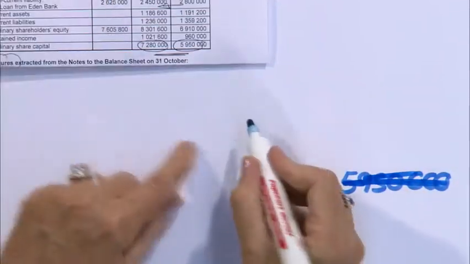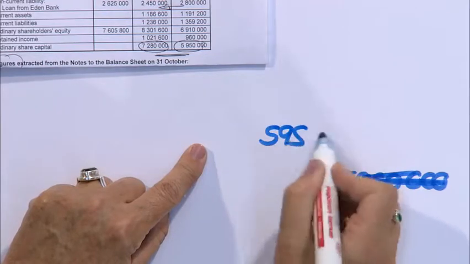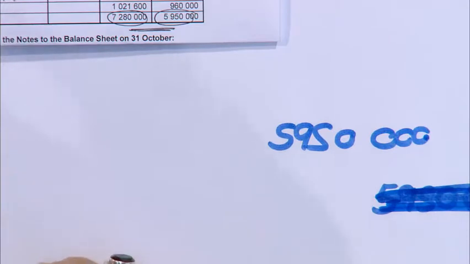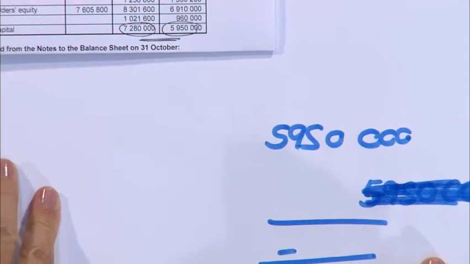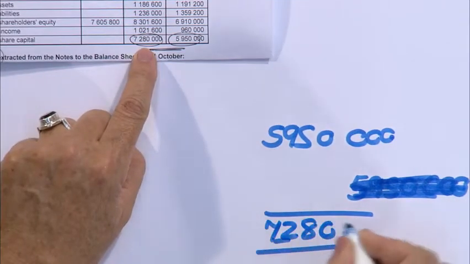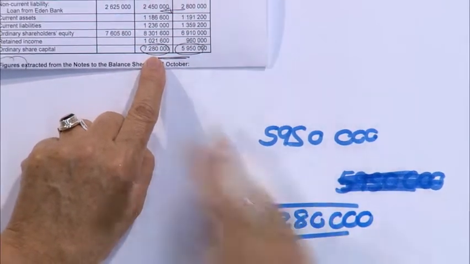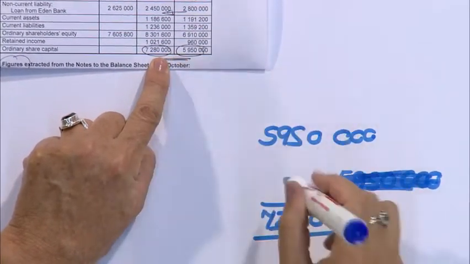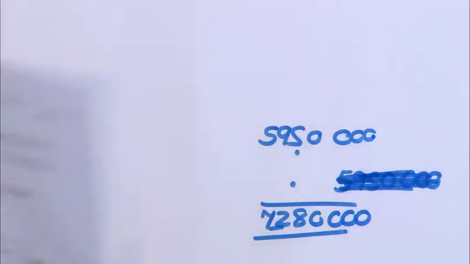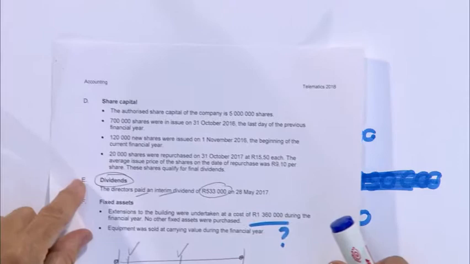Sorry, let me start again. I'll move to the middle. 5,950,000 Rand is the start. And then I go here to the end. And then I see I have 7,280,000 Rand here. But that's not enough information. Why am I making two dots? Because if this is my capital note, I need to know, go to your second page and find out on your second page what they tell you about share capital.